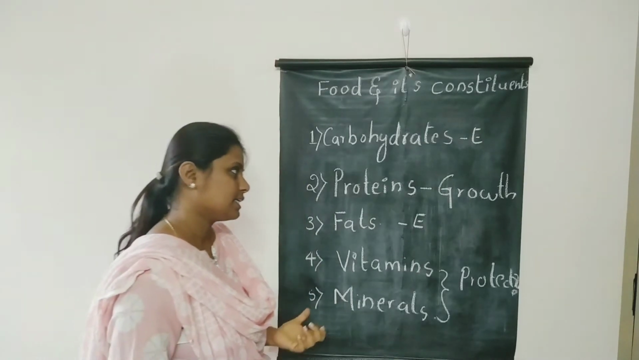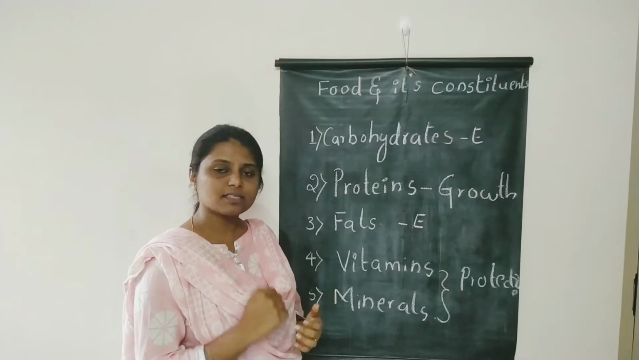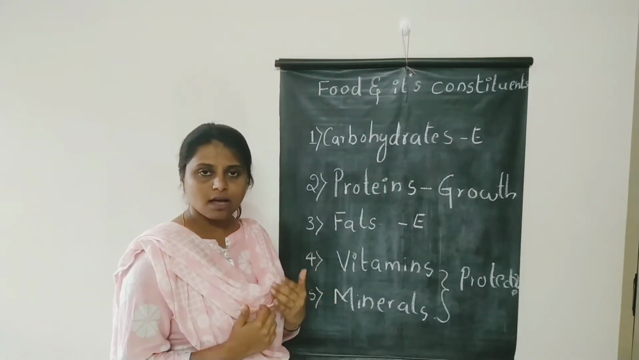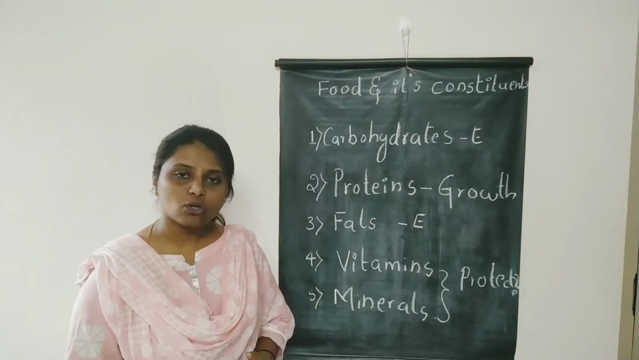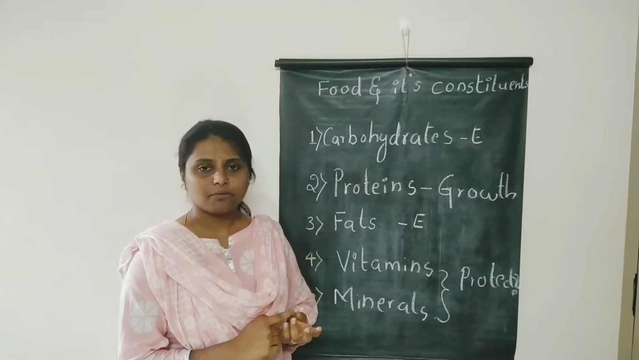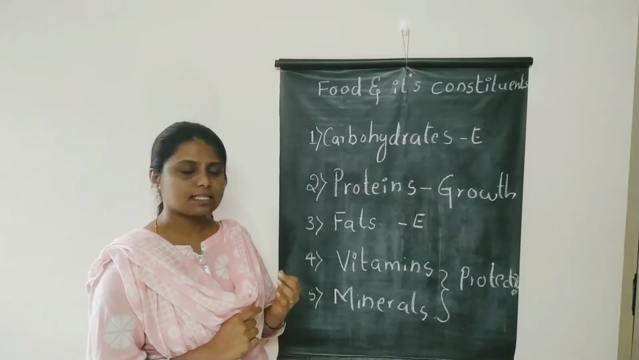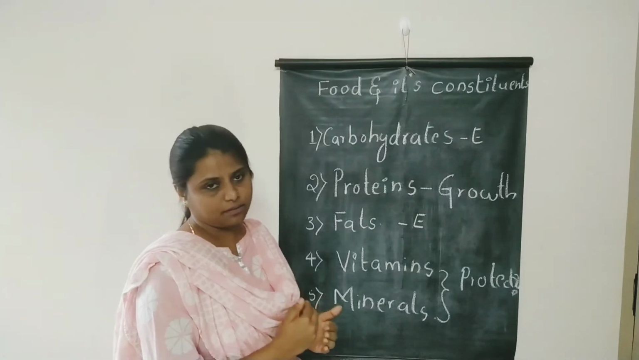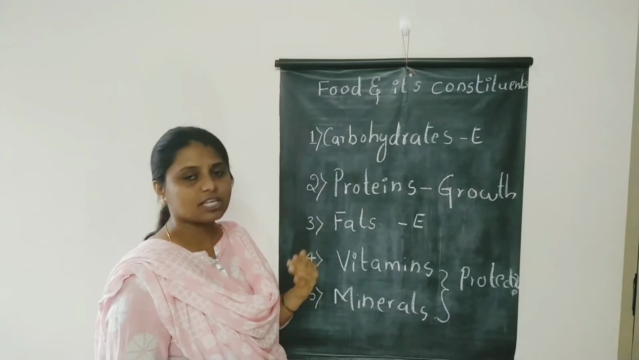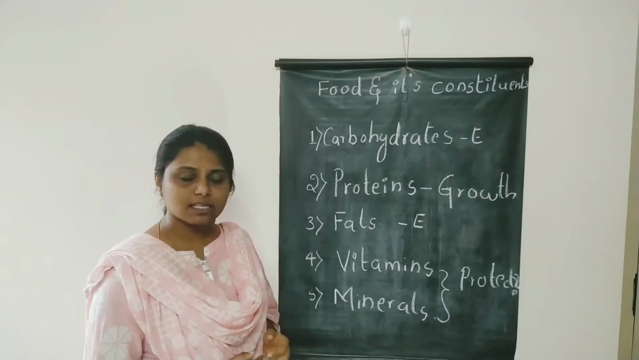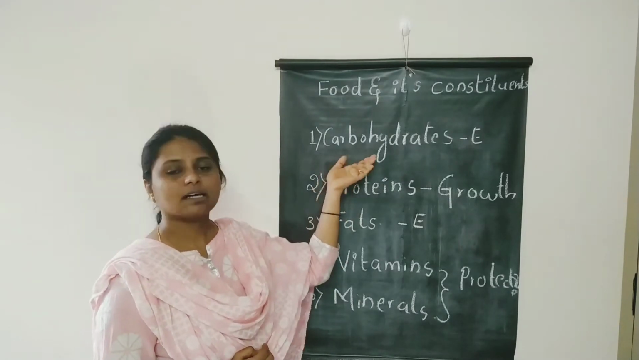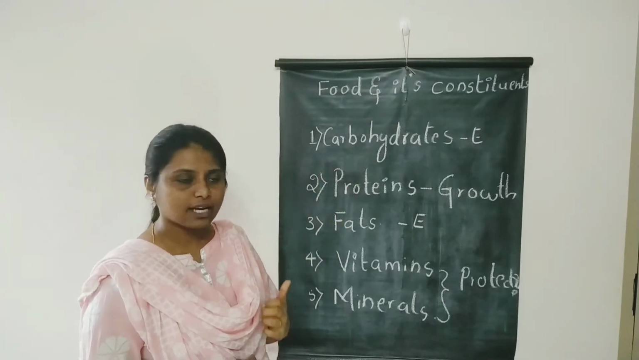So carbohydrates. Where do carbohydrates come from? From where do we get carbohydrates? Carbohydrates are the main constituents of grains. Grains are like wheat, maize, rice. These are the foods which contain carbohydrates in large amounts. Along with these grains, sugary food like candy and sugar also contains carbohydrates in larger amounts.